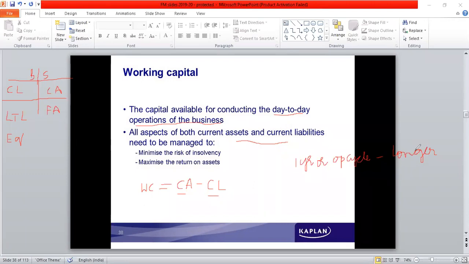So current assets. Okay. One second, just a minute.